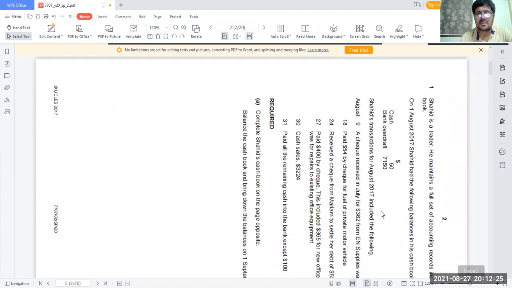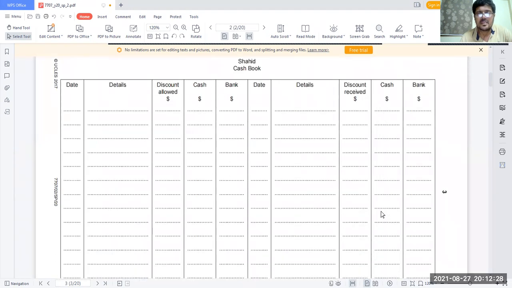and first you have to make a cash book. Here is your cash book. So how are we going to use it? Now when we are making the cash book in question number 1, it says Shahid is a trader. He maintains the full set of accounting records with a 3-column cash book. On 1st August, Shahid had the following balances in the cash book: cash $50 and bank overdrawn 715.